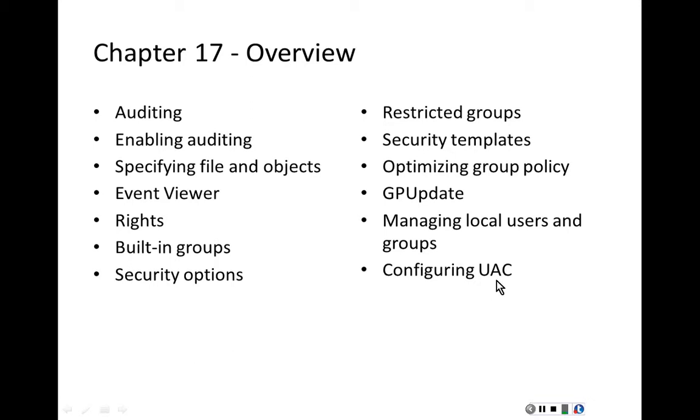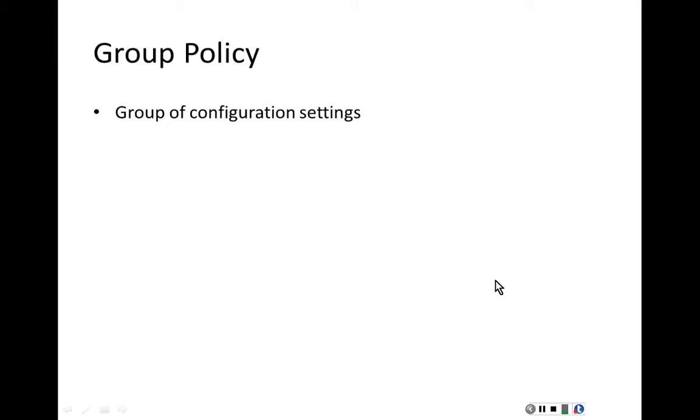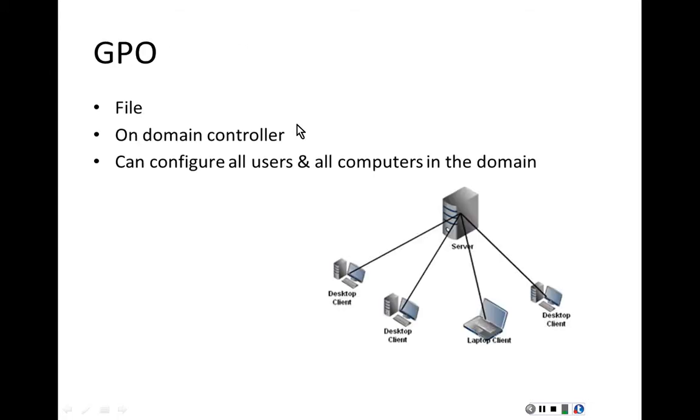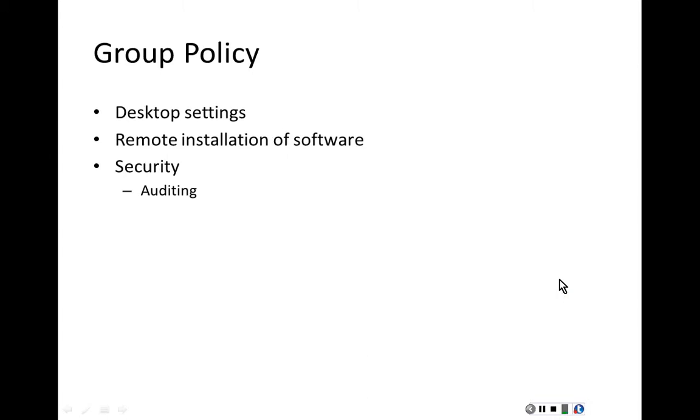UAC, User Account Control. Group policy, as you know, is a group of configuration settings. And a group policy object is a file which sits on the domain controller and which applies to all users and computers in the domain. Group policy settings fall into three general categories.